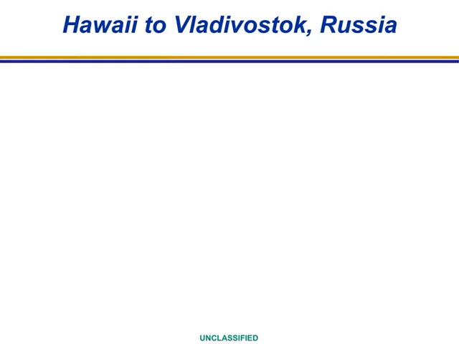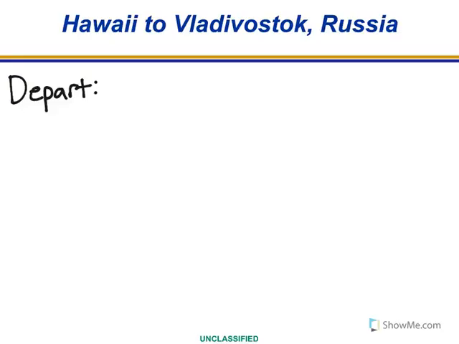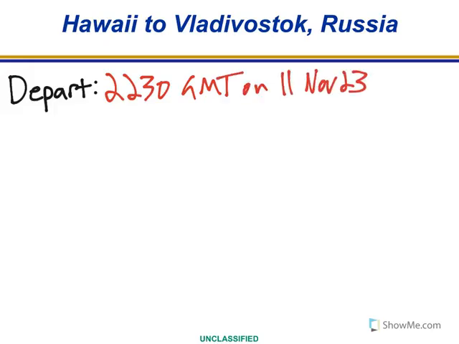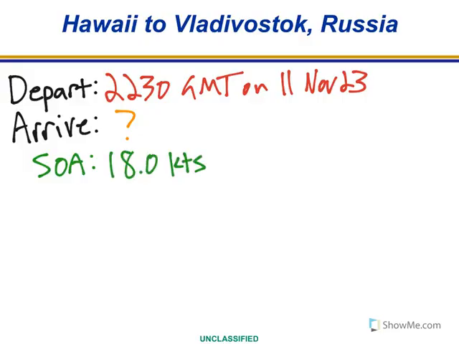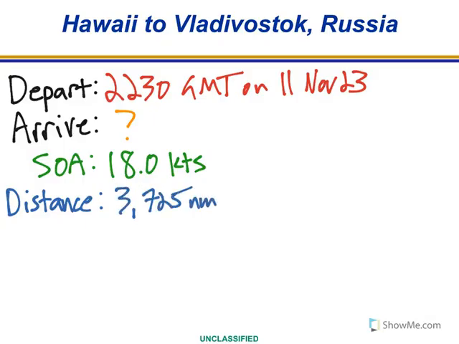Alright, so in the last video, we determined that we will depart our outbox at 22:30 GMT on 11 November 2023. We need to find out what time we're going to arrive in Vladivostok, Russia. Other given information is our SOA, or speed of advance, which is 18.0 knots. And our last piece of given information is our distance between our outbox and Vladivostok of 3,725 nautical miles.